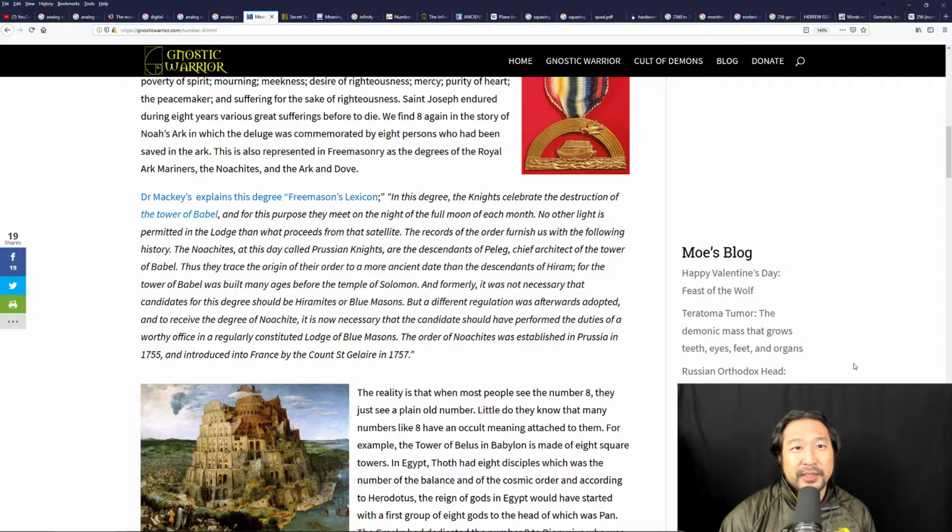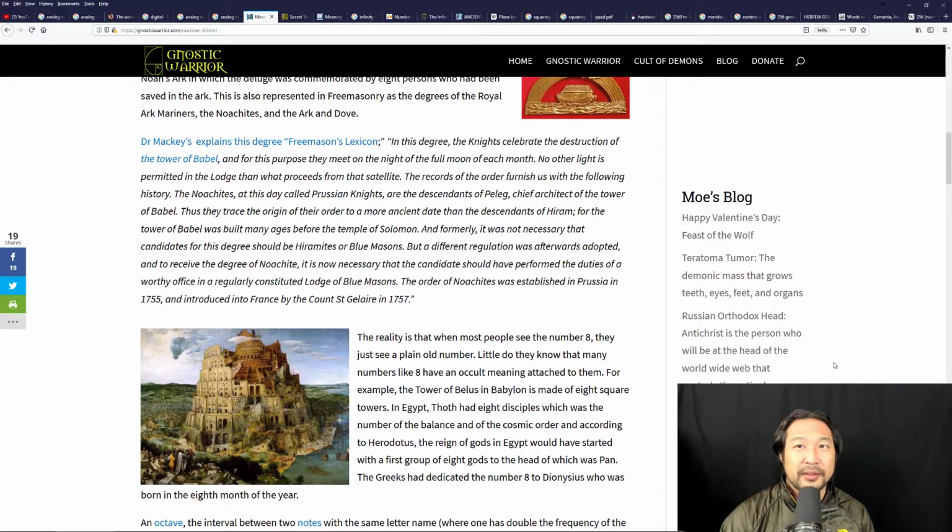This is also represented in Freemasonry as the degrees of the Royal Ark Mariners, the Noachites, and the Ark and the Dove. I did not even know that part. Dr. Mackey explains this degree in his Freemasons' lexicon. In this degree, the knights celebrate the destruction of the Tower of Babel. For this purpose, they meet on the night of the full moon of each month. No other light is permitted in the lodge than what proceeds from that satellite. The records of the order furnish us with the following history.